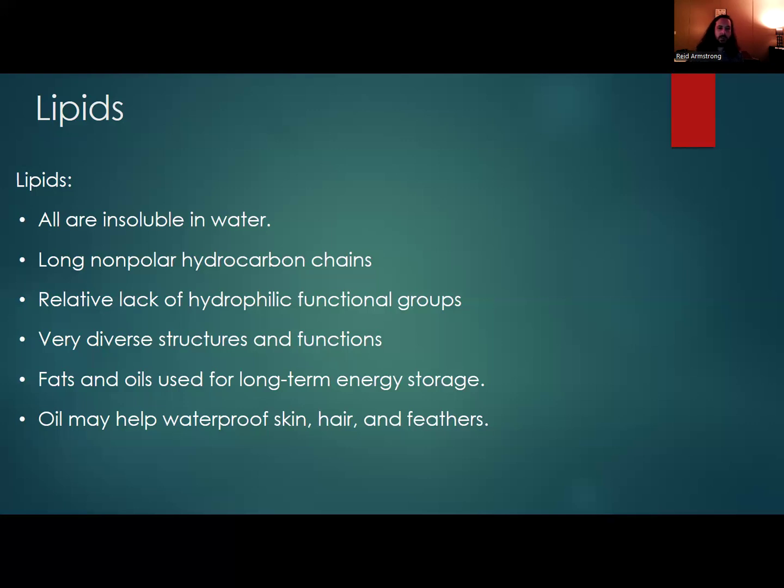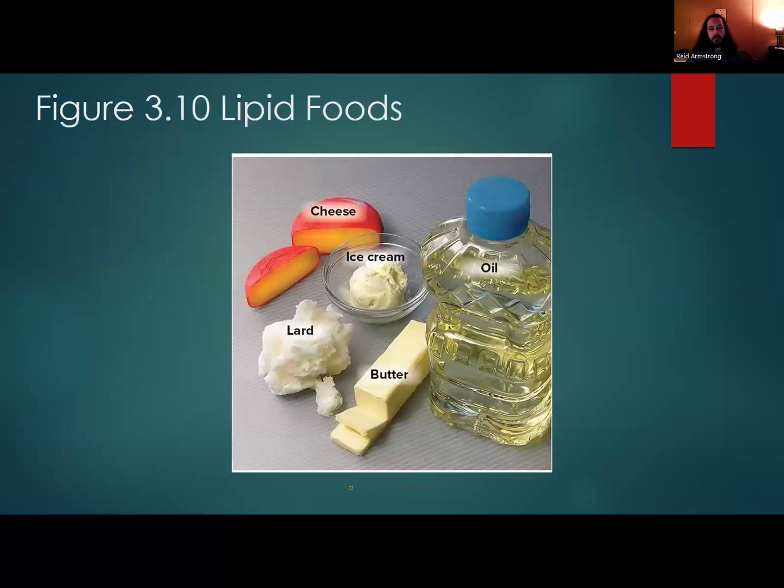So lipids have a whole bunch of different functions and different properties based on how they're built. There's a few examples that you see a lot in life. So cheese, ice cream, lard isn't nearly as popular today as it used to be, but it's still there. And then butter and oil.